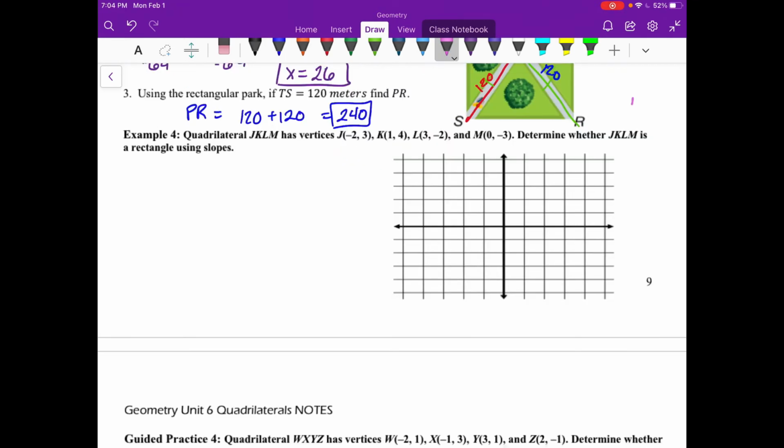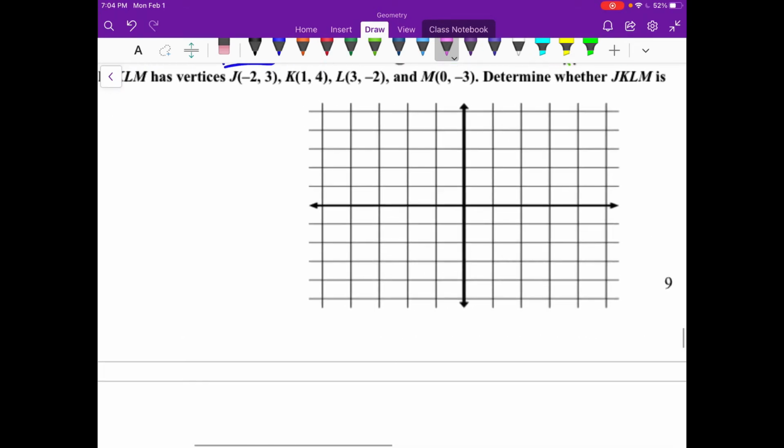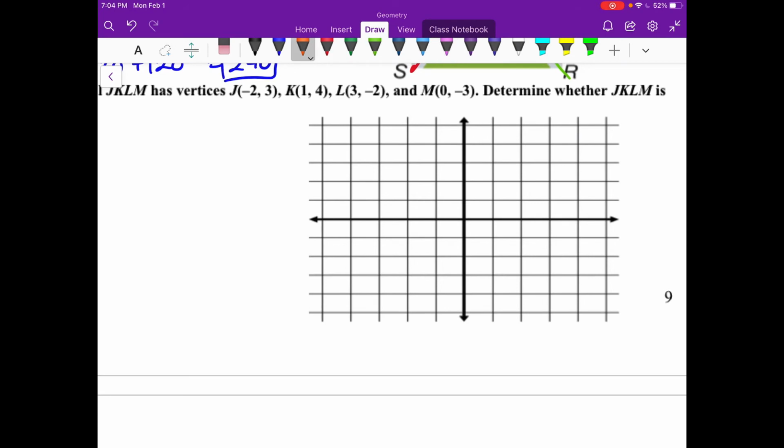Okay, we've got another graphing problem. This one tells us that the vertices are at... J is at -2, 3, which is right here. K is at 1, 4. L is at 3, -2. And M is at 0, -3, which is right here.